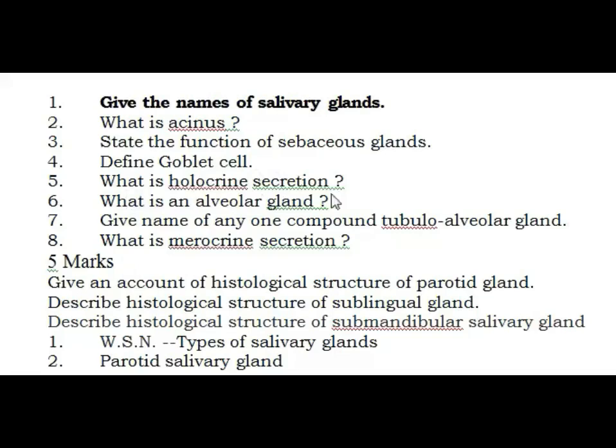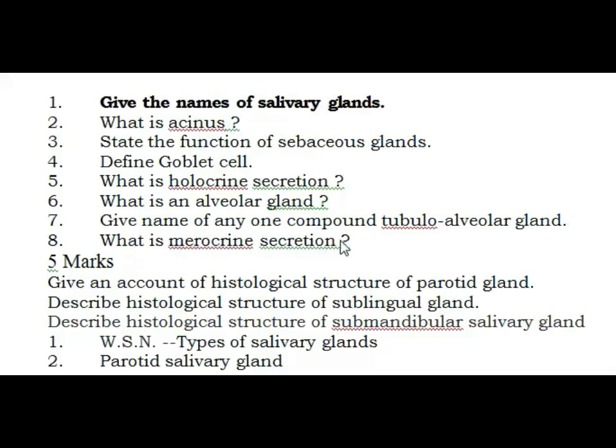Then, what is holocrine secretion? A few slides earlier we have seen holocrine secretion, when the entire cell gets disrupted and releases its secretions. What is an alveolar gland? This is based on the different shapes of glands. When the shape of a gland is grape-like or a round capsule-like structure, internally lined with epithelial cells, they release their secretion in the lumen and that secretion is poured outside. That is an alveolar kind of gland.